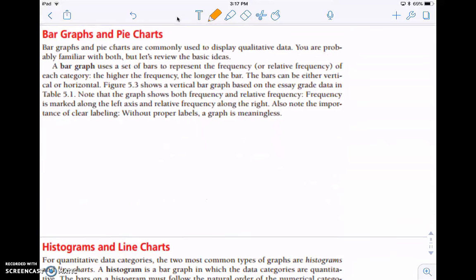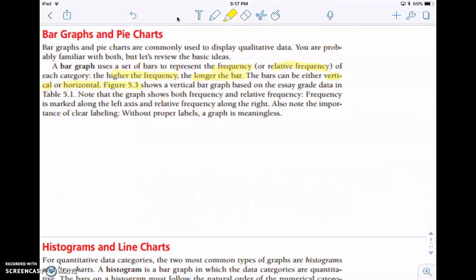Okay, just a quick note here on bar graphs and pie charts. We're not going to do any examples on these because they are so well known, and they're introduced at such an early time in education. As you're looking at bar graphs, they can represent frequencies or relative frequencies of a category, and the higher the frequency, the longer the bar. And you can make your bars go vertical or horizontal. In your text, if you look at figure 5.3, you can see some information there.